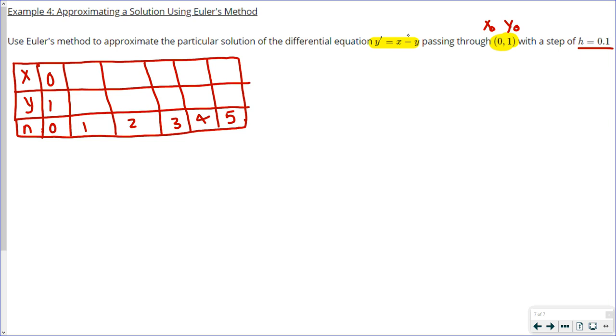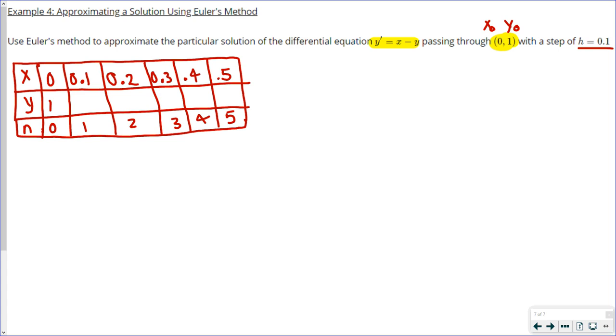To get our x value, all we're going to do is add this step of 0.1. So 0 plus 0.1 is 0.1. 0.1 plus 0.1 is 0.2. 0.2 plus 0.1 is 0.3. Then we get 0.4, and then we get 0.5.